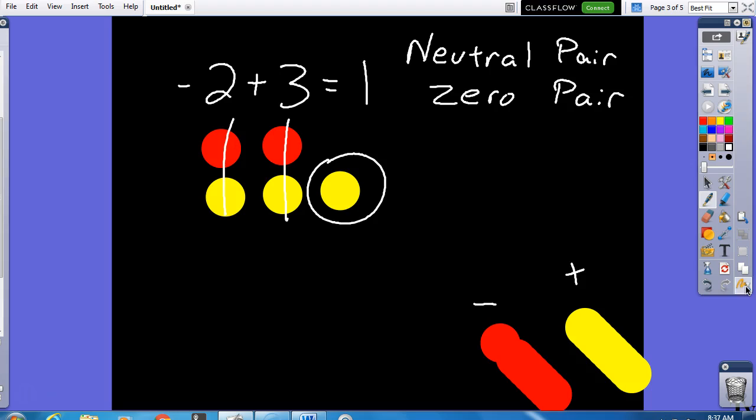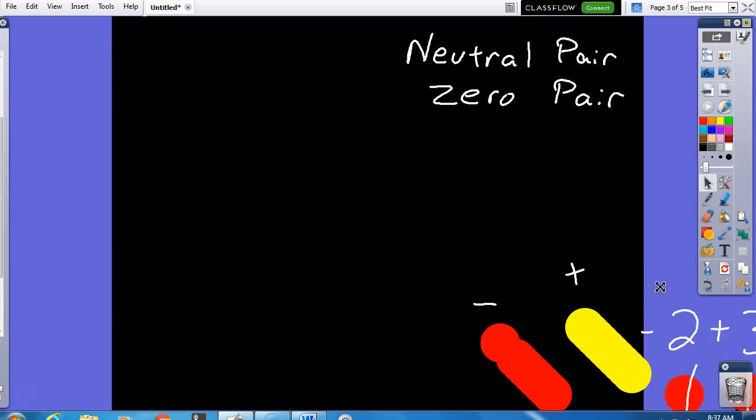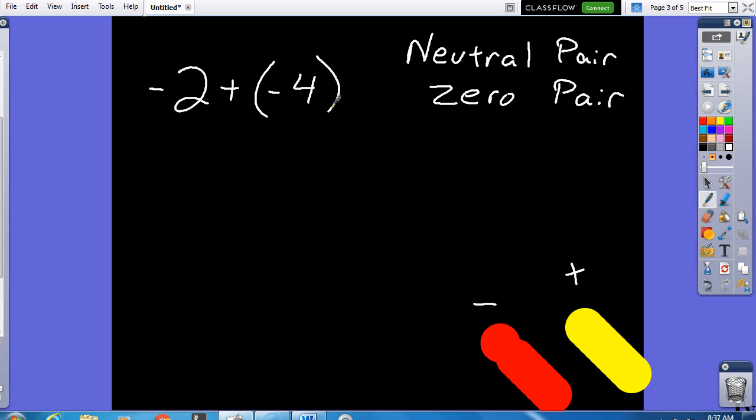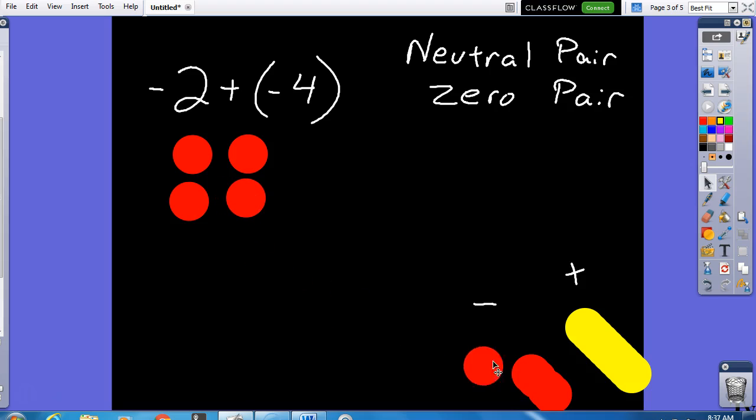Let's show another one real quick. So let's show one where we have some negative numbers. Let's add a -2 plus a -4. Now the last one we were adding positives and negatives, and those created zero pairs. In this scenario, I'm just adding negatives to negatives. So I'm going to show my -1, 2, and my -4, 1, 2, 3, 4.